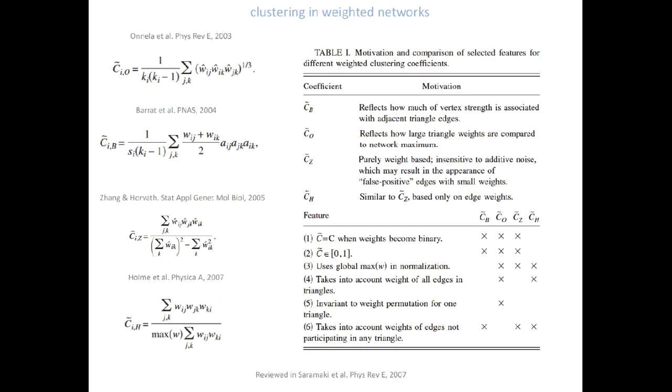Now, that's just one way of defining weighted clustering, and several other definitions have been proposed. I'm not going to go into these. This review by Saramaki goes into the various pros and cons if you're interested. Here they outline some of the different properties, and it turns out that this metric from Onnela has some of the properties that you might think sensible for a weighted clustering coefficient. That's why I focused on that one here. This is what's used in the brain connectivity toolbox. But if you're interested, you can check out these papers.